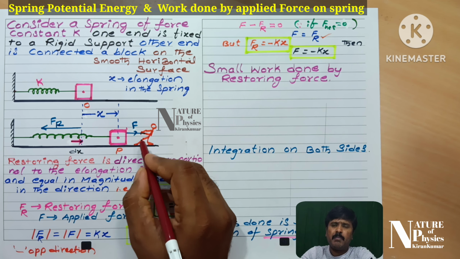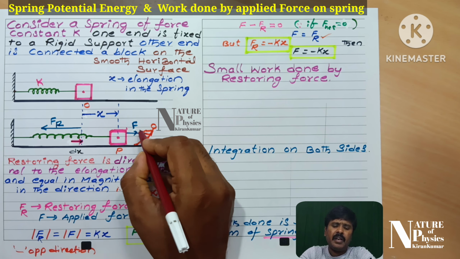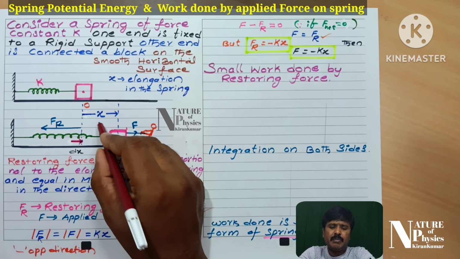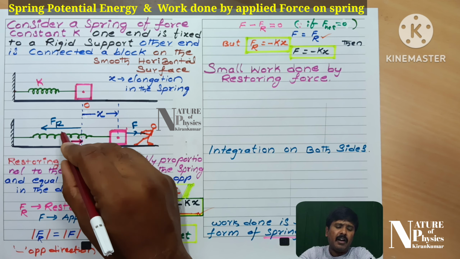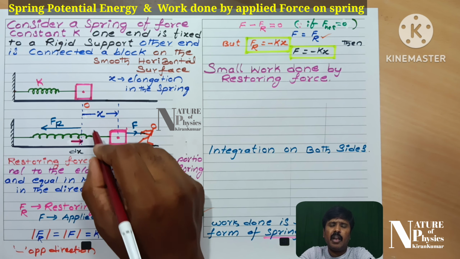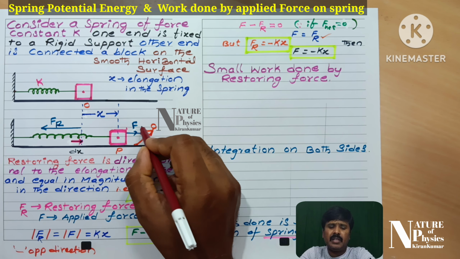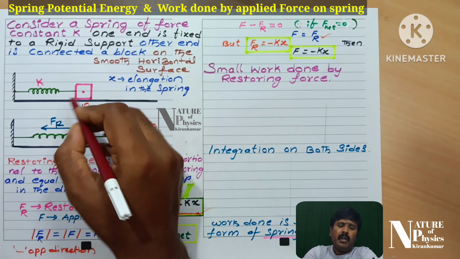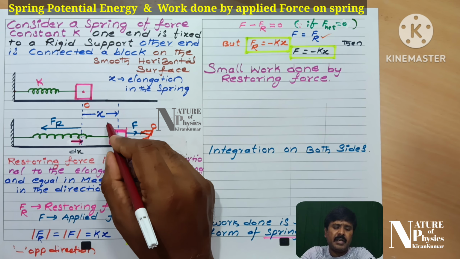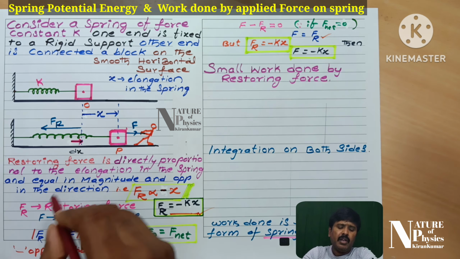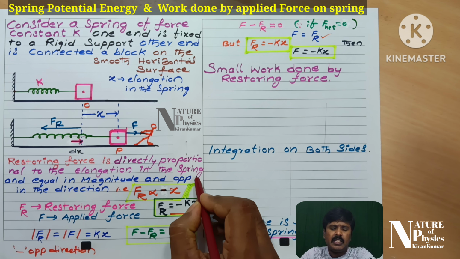In the second diagram, a person is pulling with a force F, the applied force, so along the direction of the force the block gets a displacement x, which is taken as the elongation of the spring. The restoring force and elongation are in opposite directions, and the applied force and elongation are in the same direction. Here O is the mean position and P is the elongated position, so the restoring force is directly proportional to the elongation in the spring.